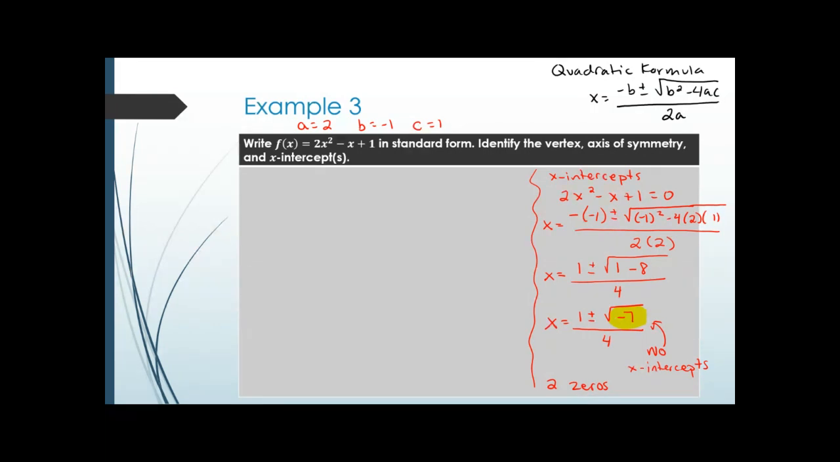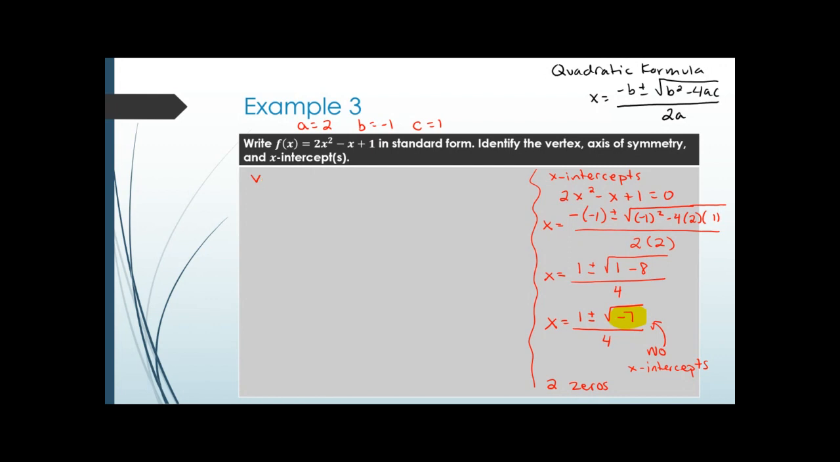So I got the x-intercepts out of the way. That's usually the one that takes the most work. So that's probably the easiest one to do. Just do that first, get that work out, and then go back. So now let's go back and do the vertex.